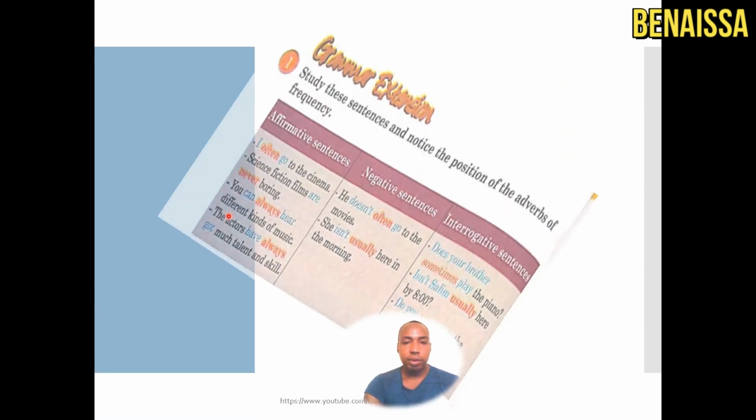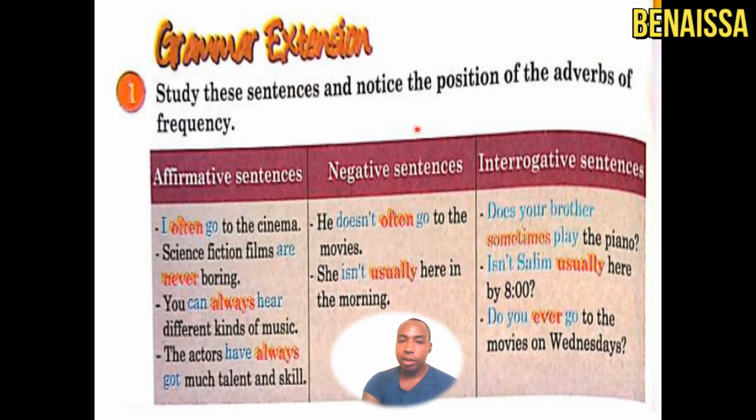Here is the grammar extension. Study the sentences. Notice the position of adverbs of frequency. We have affirmative sentences. In affirmative sentences, we have: I often go to the cinema. But in the negative, he doesn't often go to the cinema or to the movies.